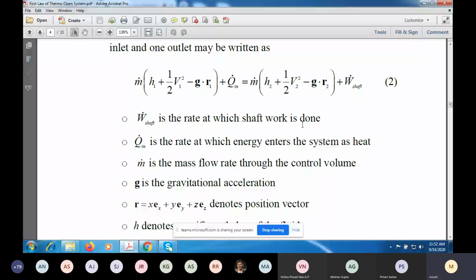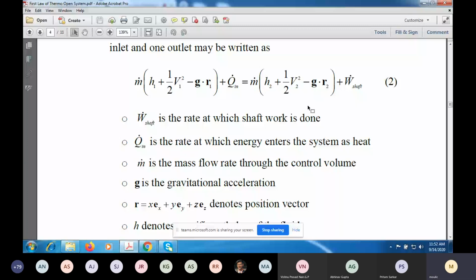Now, in many cases, you will not be intentionally adding or taking out heat. Okay, but sometimes due to temperature differences, there may be some inevitable heat transfers. So, for the sake of completeness, I've written this down. So, this is what you see in a book on thermodynamics.